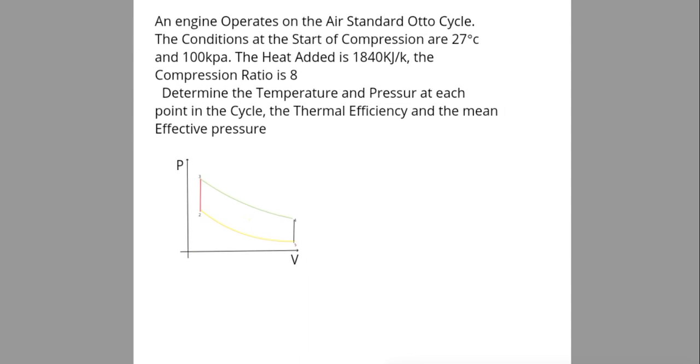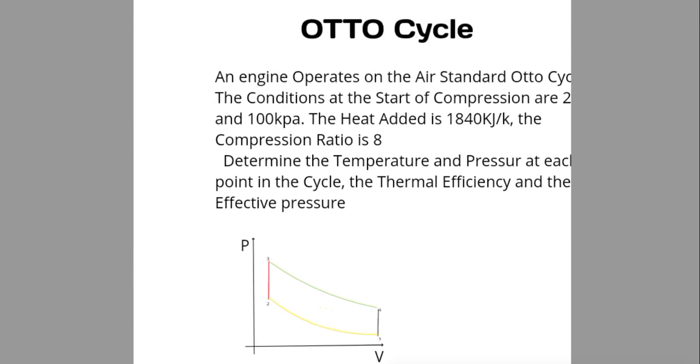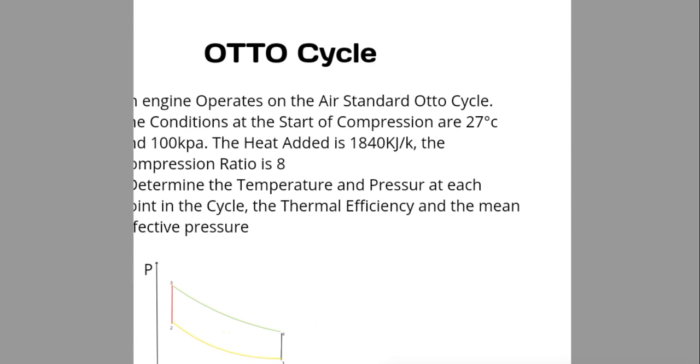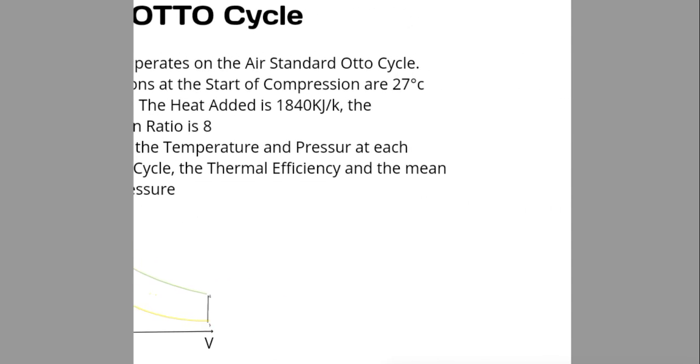The first thing that it gives us, we write out. It said the conditions at the start of compression, that means at point 1, that is where the compression starts from. At point 1, the temperature is 27 degrees Celsius. Therefore, T1 is 27 degrees Celsius, and we have our P1 to be 100 kilopascals.